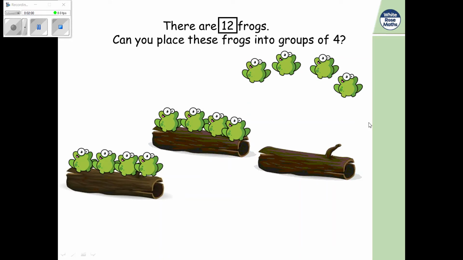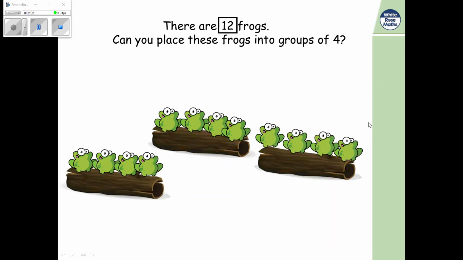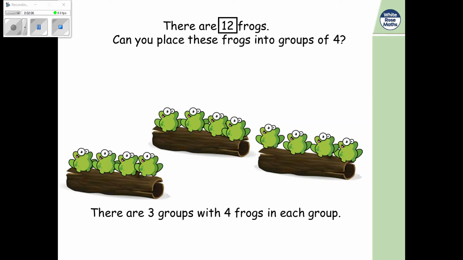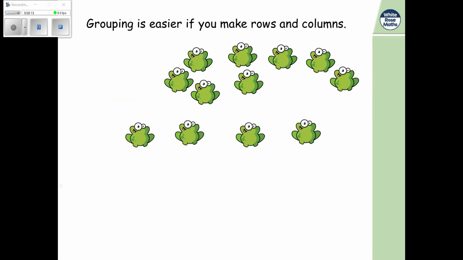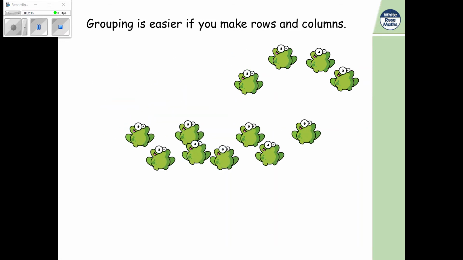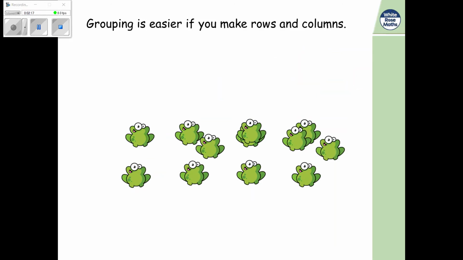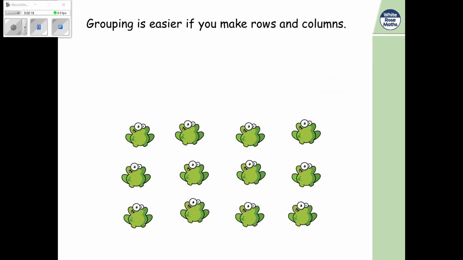So there's 4 in that group, and lastly there are 4 in each group. So I have placed these frogs into groups of 4. So now there are 3 groups with 4 frogs in each. Grouping is getting easier if you make rows and columns. So let's do that. So our frogs are in rows and columns now.